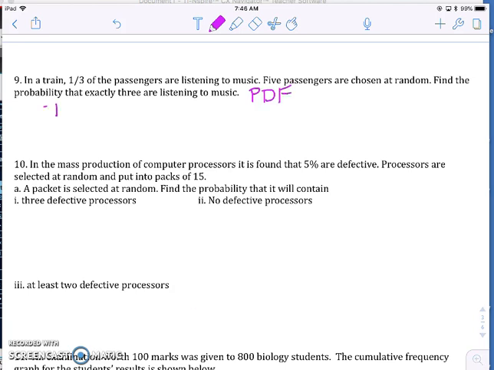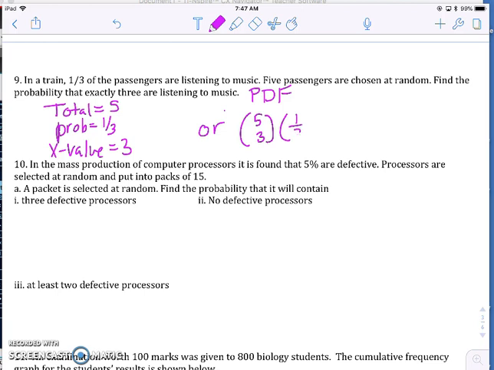So our total, let's see, we have a total of 5 passengers. The probability is 1/3 that they're listening to music. And their X value, how many do we want listening to music? We want exactly 3. You could also do this without the PDF, and you could say 5 choose 3 times 1/3 to the third, and then the probability that they're not, 2/3 squared.